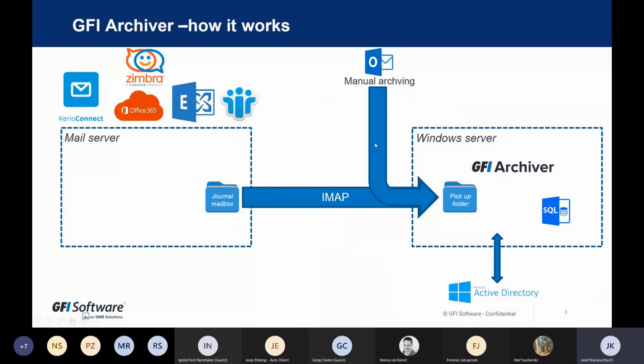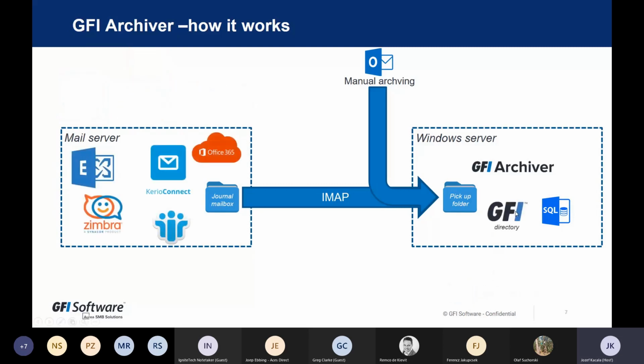The second thing which is happening once in the pickup folder, the GFI Archiver will connect that email to one or multiple users. This is always happening with use of the directory service. So we can use the Active Directory or we can use the GFI directory.